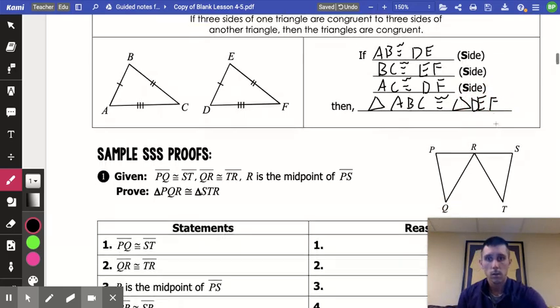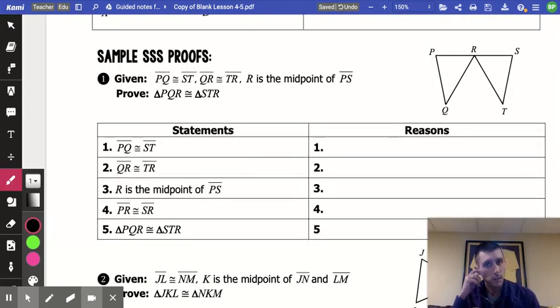All right? So let's take a look at some sample ones here. Given. We're going to have to make our tick marks. PQ is congruent to ST. So PQ is right here, congruent to ST. So I just put one tick mark for each one. QR is congruent to TR. All right, so I'm going to make those tick marks. And then R is the midpoint of PS. If it is the midpoint, that means it cuts PS in half. So therefore, PR is congruent to RS.